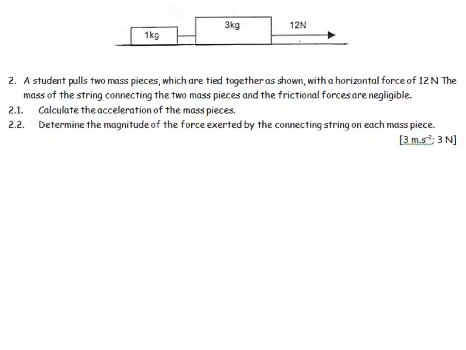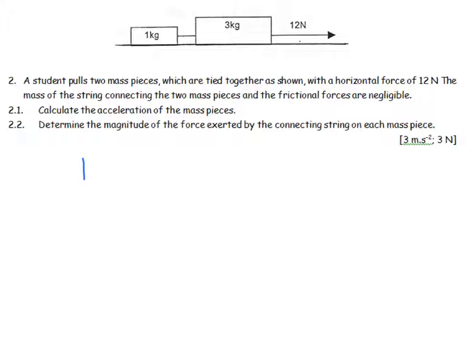A student pulls 2 masses which are tied together as shown with a horizontal force of 12 newtons. The mass of the string connecting the 2 pieces is negligible. Calculate the acceleration of the mass pieces and the force exerted by the connecting string on each mass piece. Remember, that's going to have a tension. That is an equal but opposite action-reaction pair.